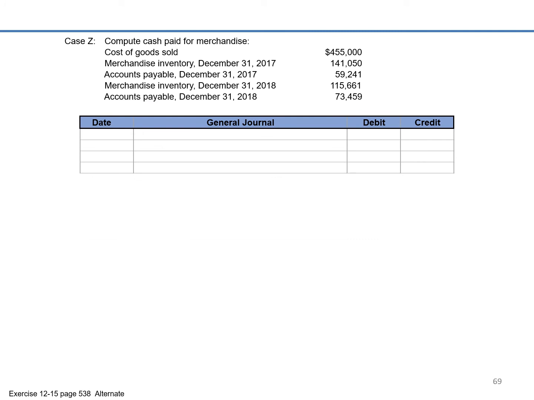All right, cash paid for merchandise. We know our cost of goods sold is 445. That's a debit. Our change in our merchandise inventory went down. So we credit inventory to decrease it, right? So our merchandise inventory went down by 25,389. And then we have a change in accounts payable. Our accounts payable went from 59,241 to 73,459. So that's an increase of 14,218. Debits equal credits, so that must mean we need a cash credit of 415,393, which would be the cash paid for merchandise, right?